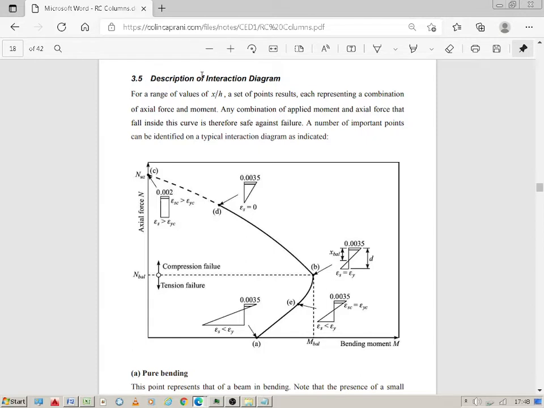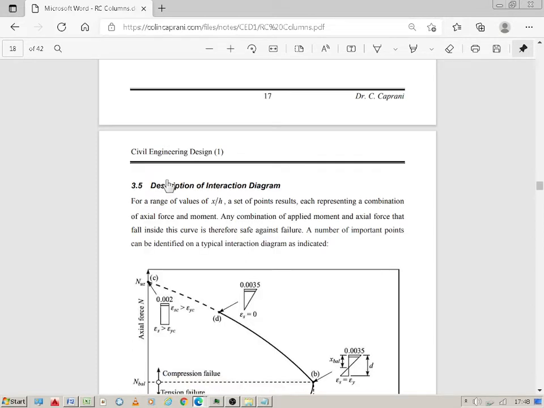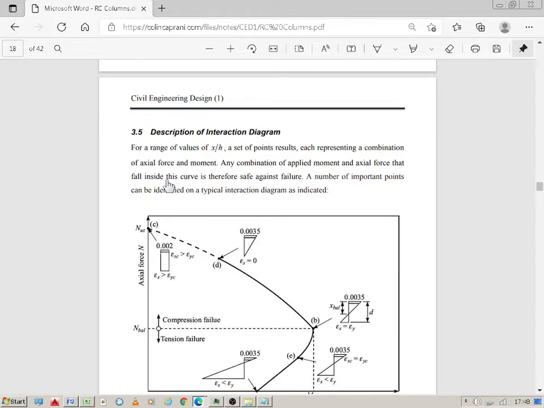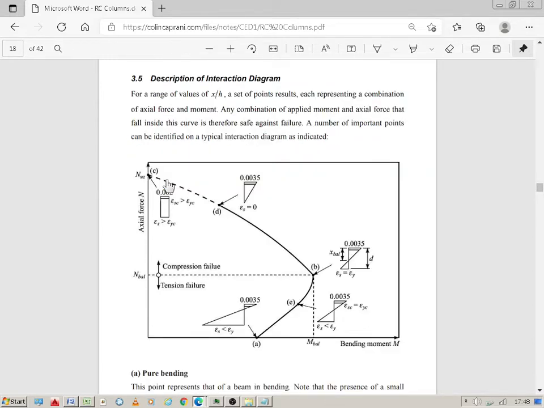So it says, for a range of values of x over h, a set of points results, each representing a combination of axial force and moment. Any combination of applied moment and axial force that falls inside the curve is therefore safe against failure. A number of important points can be identified in a typical interaction diagram as indicated.